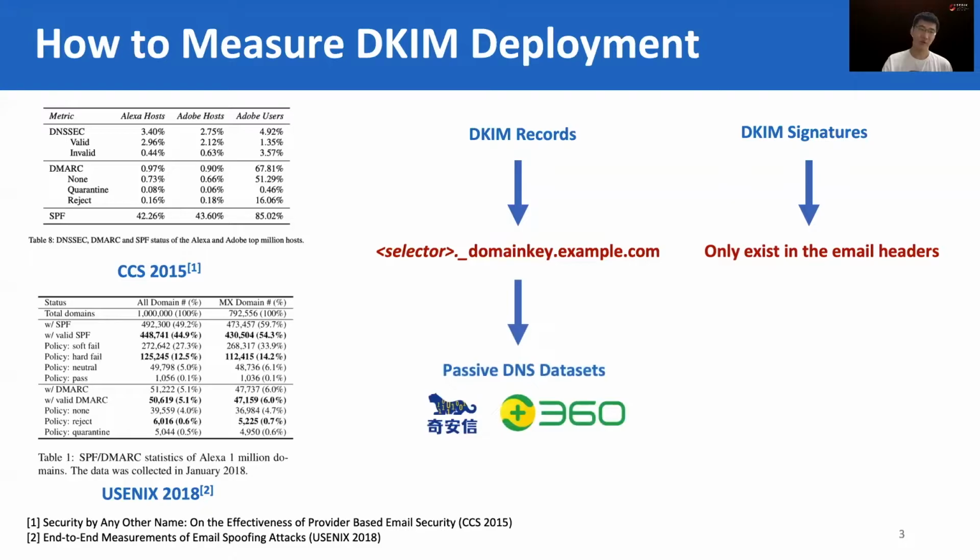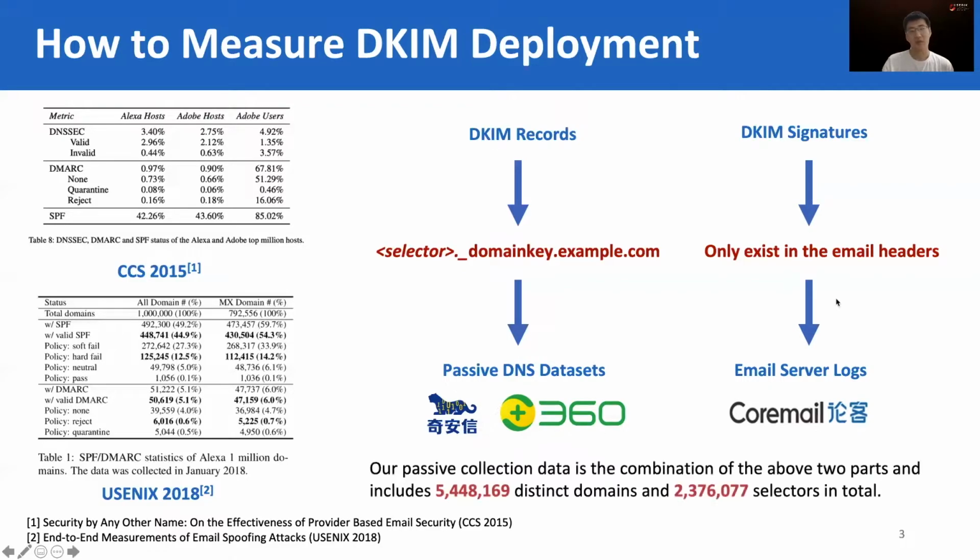However, we find two ways to get DKIM information. First, we can parse DKIM records from passive DNS datasets. And second, we can extract DKIM signatures from email headers. Therefore, we collaborate with our industrial partners and get the datasets. In total, our data covers 5 million distinct domains and 2 million distinct selectors.